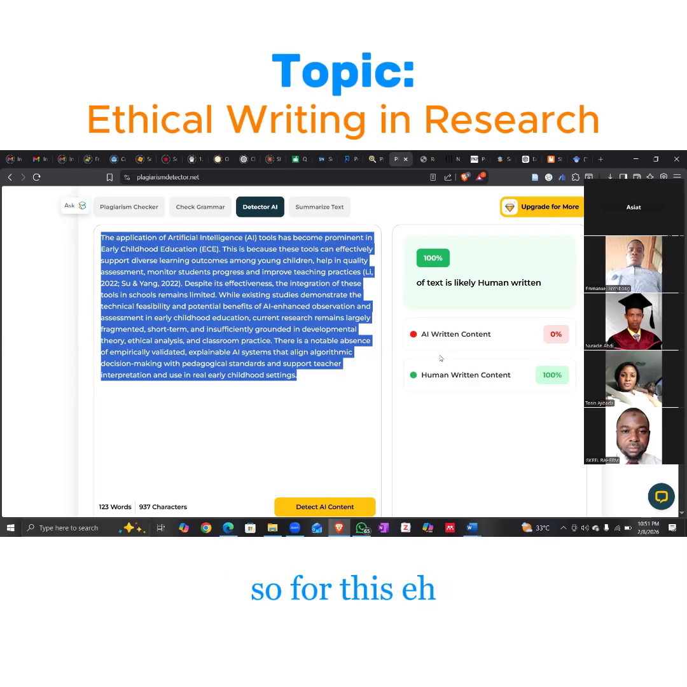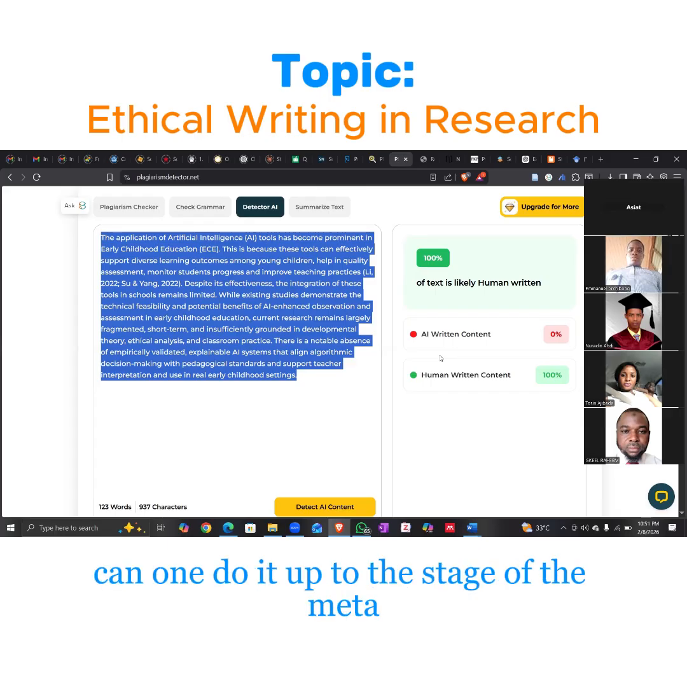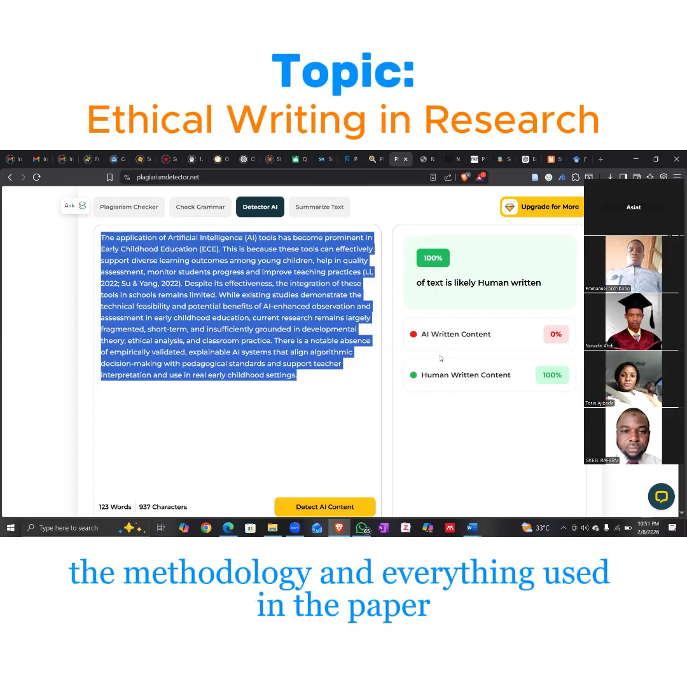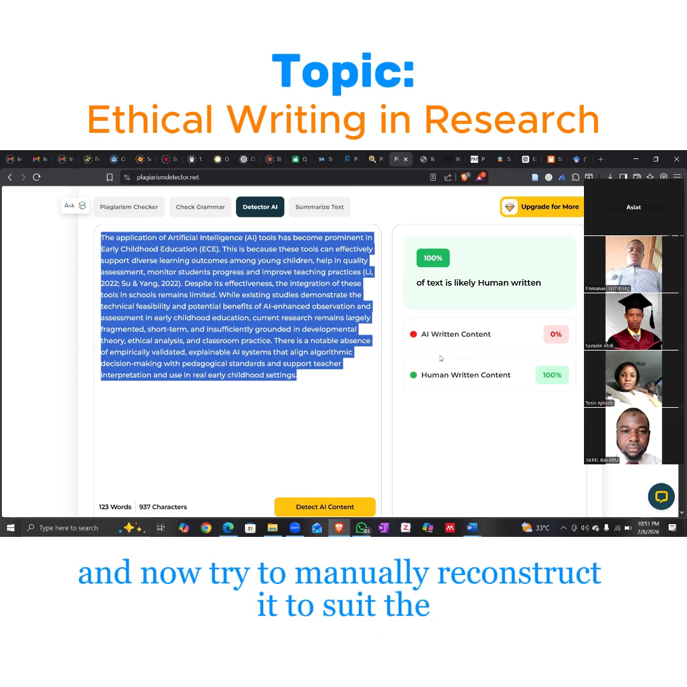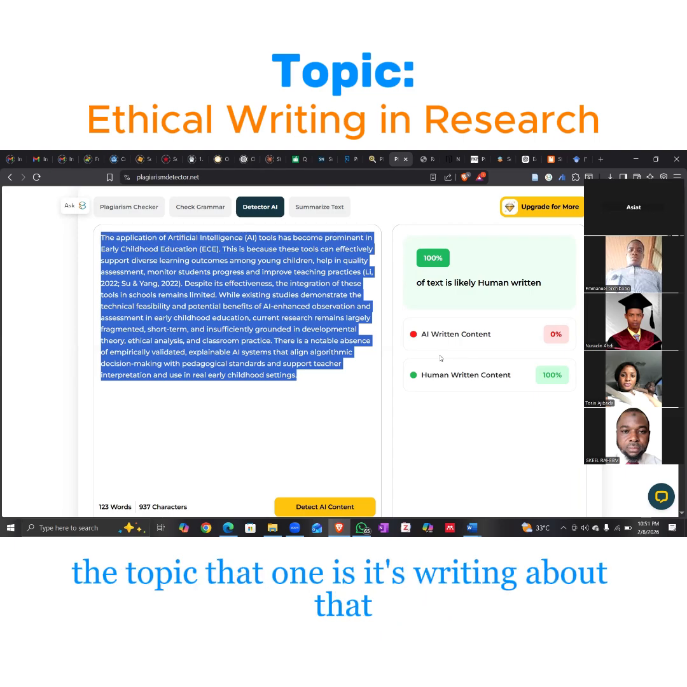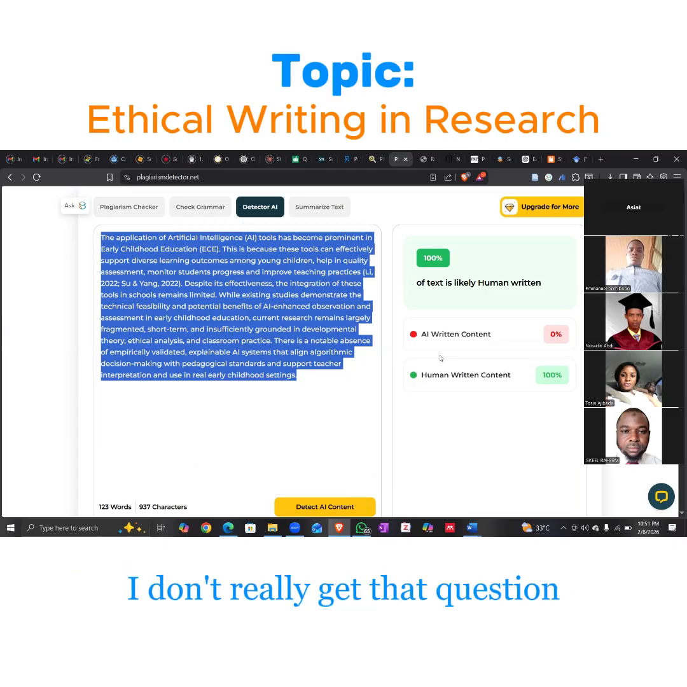So for this writing manually by oneself, can one do it up to the stage of the methodology and everything used in the paper, and then manually reconstruct it to suit the topic one is writing about, sir? I don't really get that question. That's from the introduction up to the last stage, like methodology and everything. Can it be generalizable? Can it also be manually done?